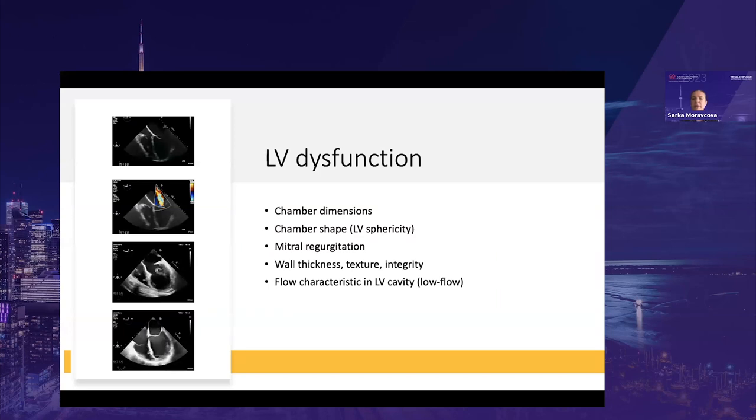The left ventricle dysfunction is associated with changes in the ventricular shape, size, and wall thickness. The left ventricle enlargement is associated with altered geometry where the left ventricle loses its cylindrical shape and becomes more spherical. And the spheric enlargement then causes tethering of the mitral leaflets and mitral regurgitation. So it's also important to look at wall characteristics, wall integrity and texture. And intracavitary blood flow has a typical low flow characteristic in a severely impaired left ventricle.